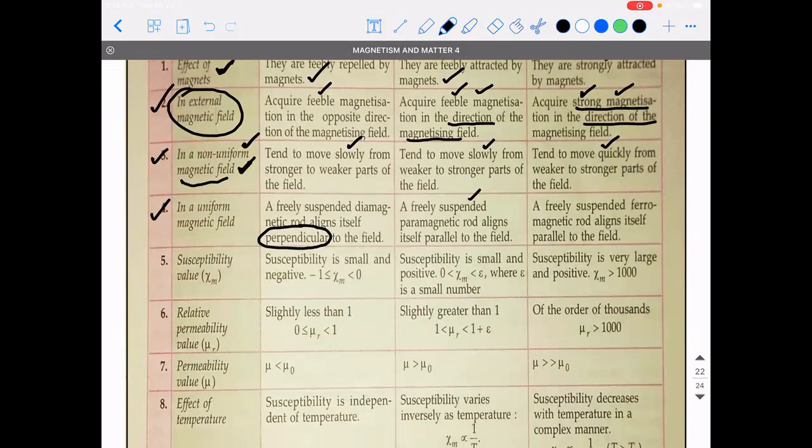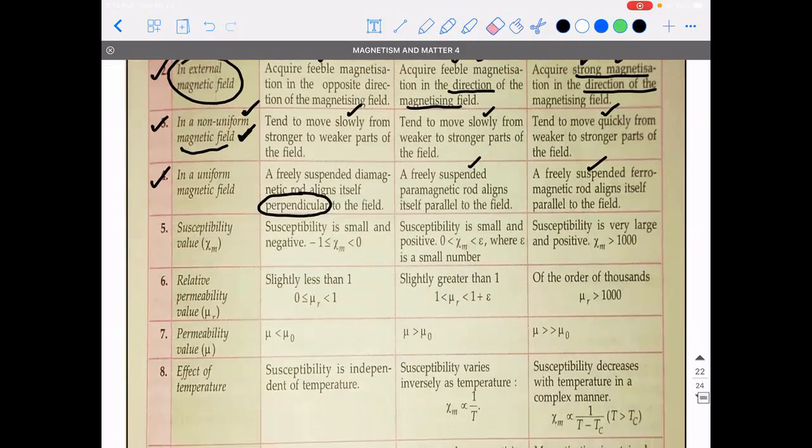Then what about a ferromagnetic substance? A freely suspended ferromagnetic rod aligns itself parallel to the field. Okay, when paramagnetic is parallel, ferro will also be parallel. Am I clear till this point? Yes, sir. Good.